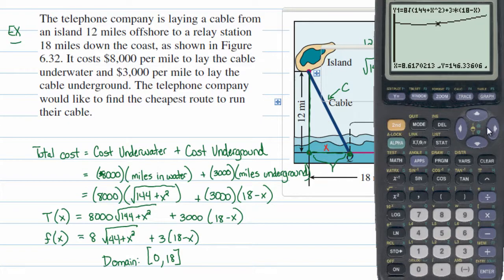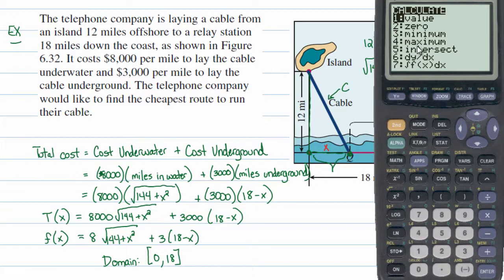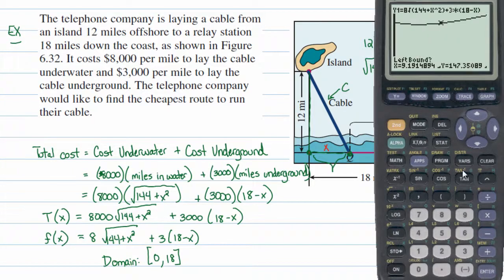Or you could use the minimum function to find the lowest. The way you could do that again is hit the second button, trace, and select minimum. I want to calculate the minimum. Then it asks you for the left side of the minimum. So let me go to the left side of the minimum. Here. I'll just go a little bit to the left. There we go. Enter, and it says, what about the right side of the minimum?